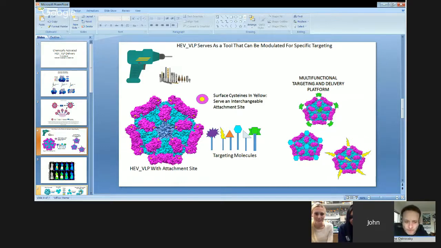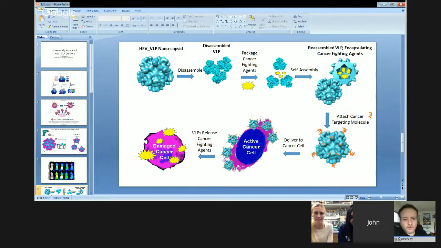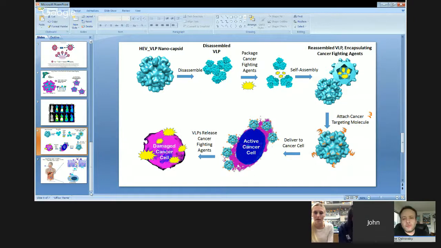And then we can go maybe to the next slide. So this schematic describes what perspectives we're working on now with the VLP. As I previously mentioned, this is a self-assembling VLP. In the case of the hepatitis E virus-like particle, disassembly is not irreversible like it is in many other virus systems. In this case, you can disassemble the virus into its monomer and dimer units and then reassemble it into the full capsid.